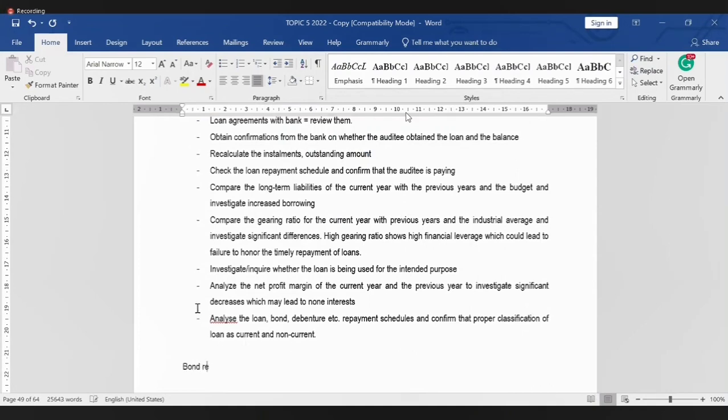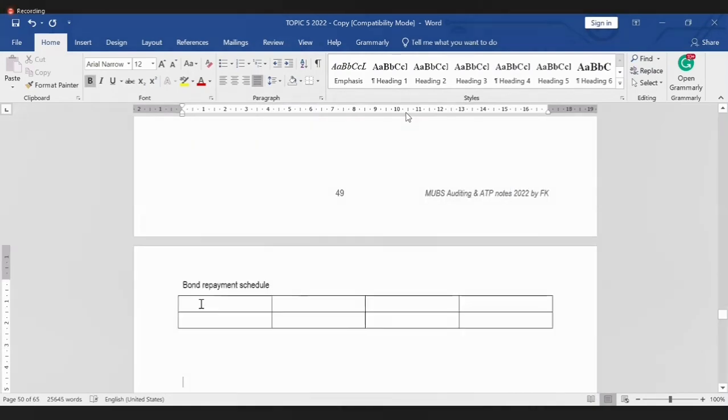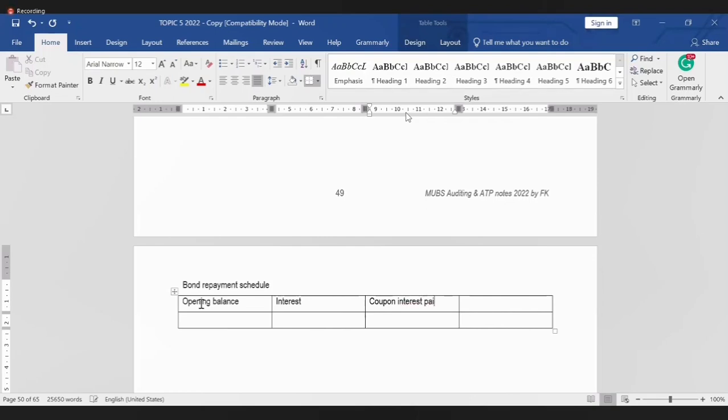Yeah, you find the opening balance, and then you have the interest, then you have the coupon paid, interest paid, and then you have the closing balance.